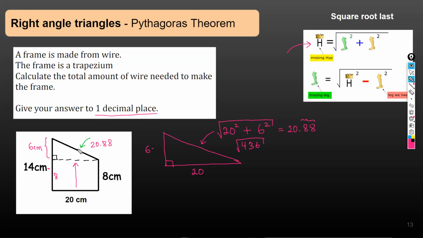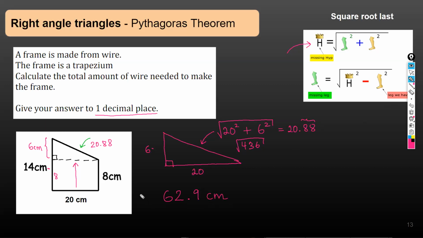We have to add up the 20.88, the 8, the 20, and the 14. So we're going to add up all of those, 20.88 plus 8 plus 20 plus 14, and I'm getting the final answer to be 62.88 to 2 decimal places. But if I go to 1, it will be 62.9 because I have to add 1 to the 8 centimeters.